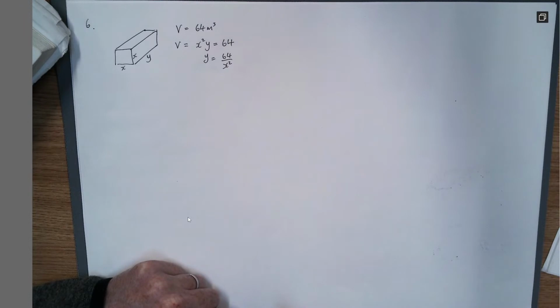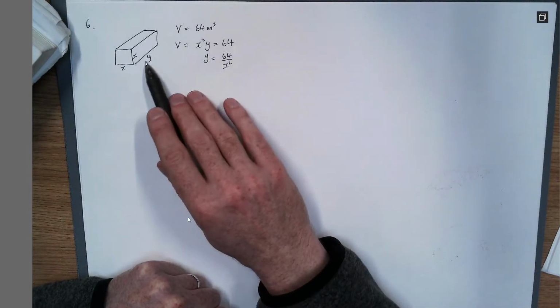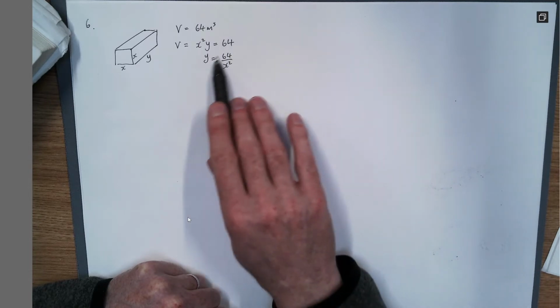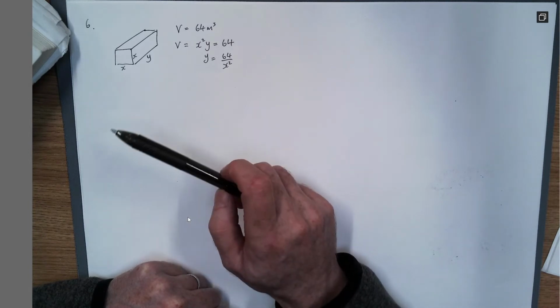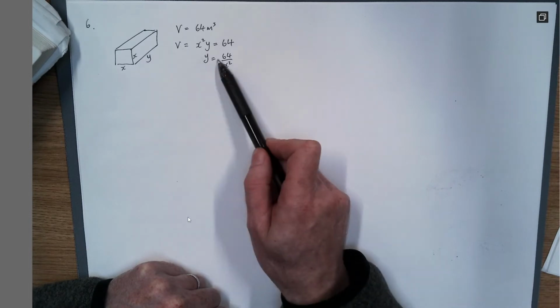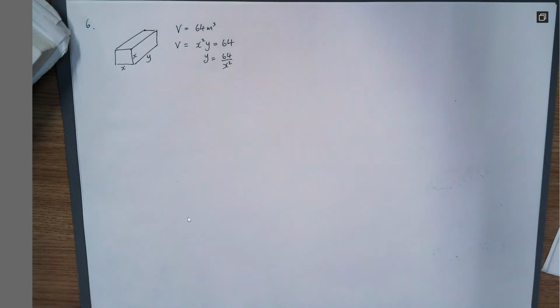Now express the length of the prism in terms of x. So the length is y, and y equals 64 over x squared. So that is the length in terms of x.